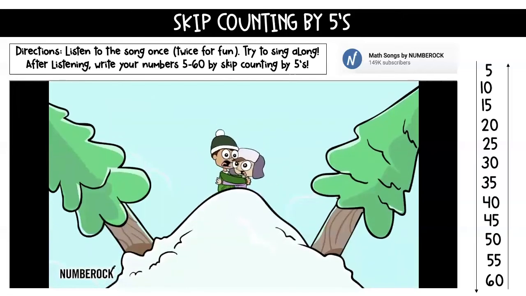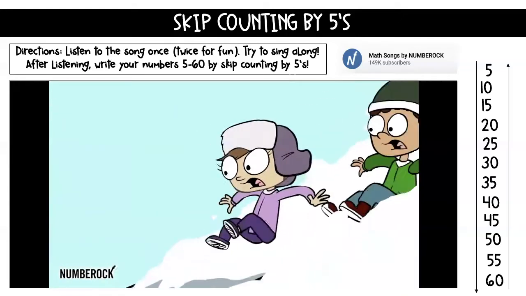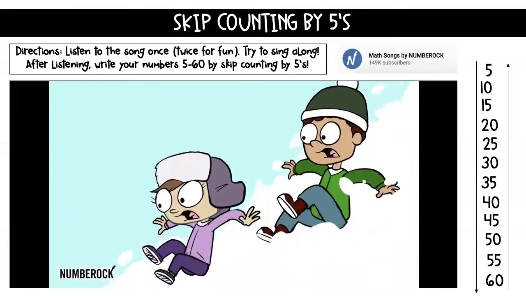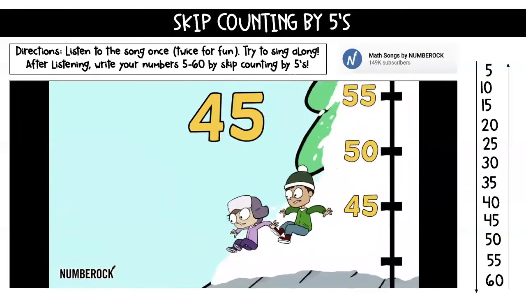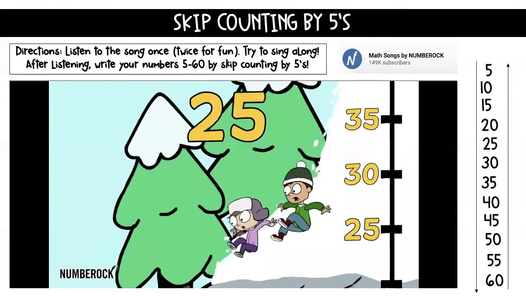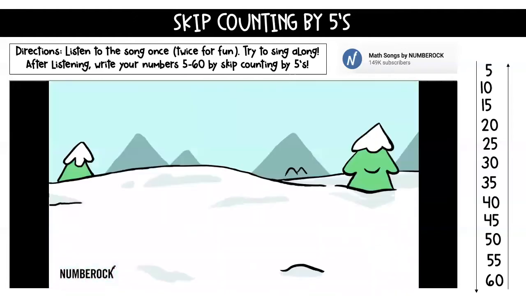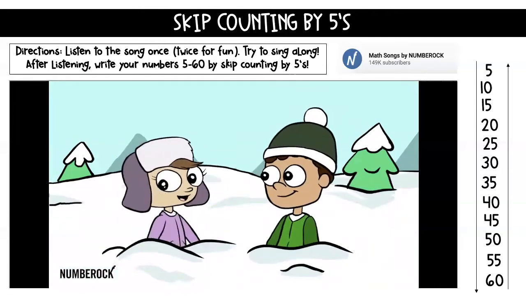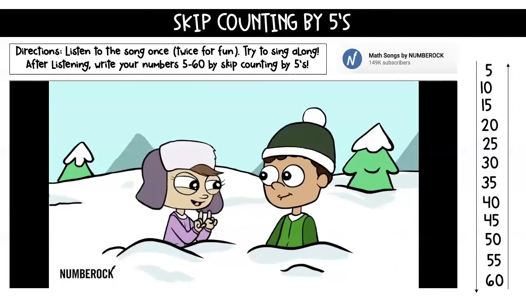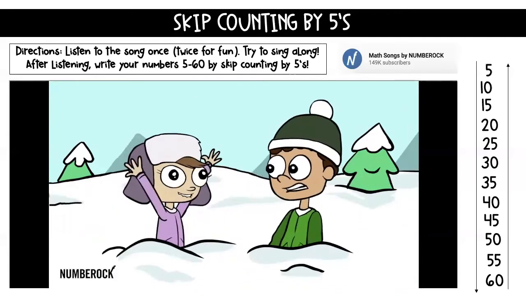We're at the top of a mountain, trying to stay alive. We're counting down to the ground in groups of 5. 60, 55, 50, 45, 40, 35, 30, 25, 20, 15, 10, and finally 5. You know, I like you, Ben, and I like counting by 5, but this time, let's play it safe and count while we skydive!